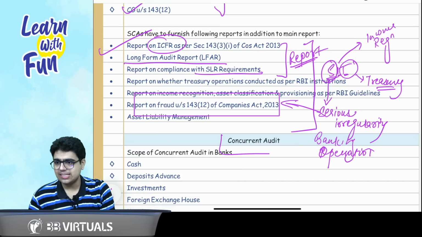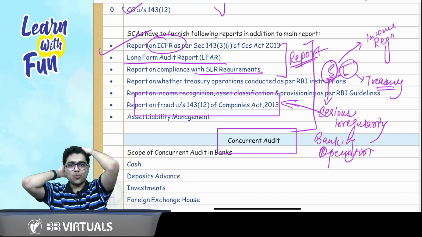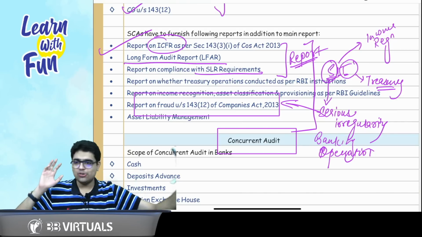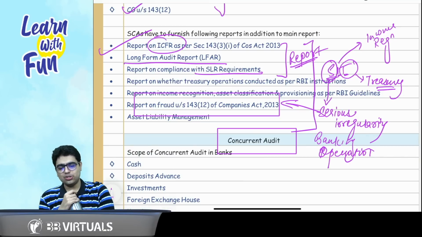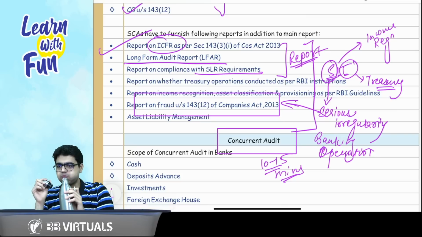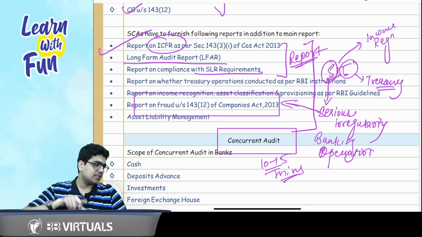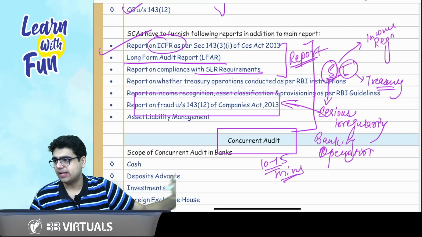Got it, sir. Quickly tell me, should I do concurrent audit or should I give it for homework? Come on, concurrent audit also you want me to cover or you will do it yourself? It should not take more than 10 to 15 minutes, I feel. Only 10 to 15 minutes, a matter of time. Come on. Foreign exchange. Achha, yes, foreign exchange is asked many times.